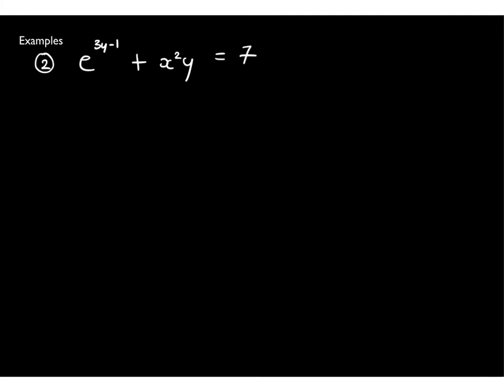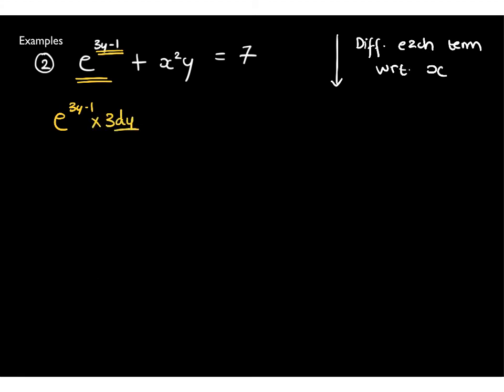So again, we just differentiate each term with respect to x. So the first one, e to the 3y minus 1, differentiates to e to the 3y minus 1, but implicitly we need to differentiate and multiply by the derivative of the inner function, which is 3 dy by dx. Now the next one, a bit more complex, it's a product.